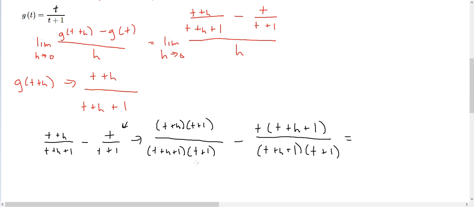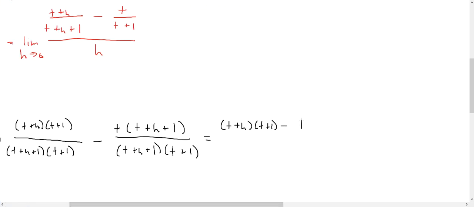So now we have a common denominator. We can combine these fractions. So we have t plus h times t plus 1 minus, I'm going to make some space here, minus t times t plus h plus 1, all over t plus h plus 1 times t plus 1.